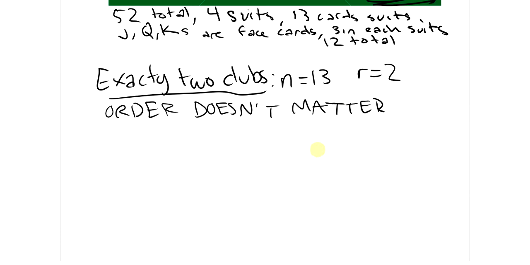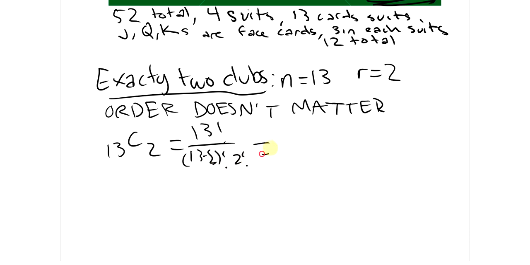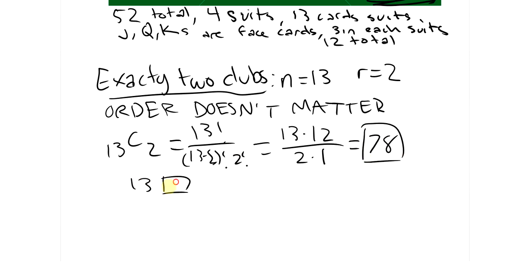So if order doesn't matter, we are dealing with combinations. So there's 13C2, which is 13 factorial over (13 minus 2) factorial times 2 factorial, and that ends you up with 13 times 12 over 2 times 1, which is 78. On your calculator that's 13, then your button for combinations, 2, and that'll give you 78. So that's our exactly 2 clubs.